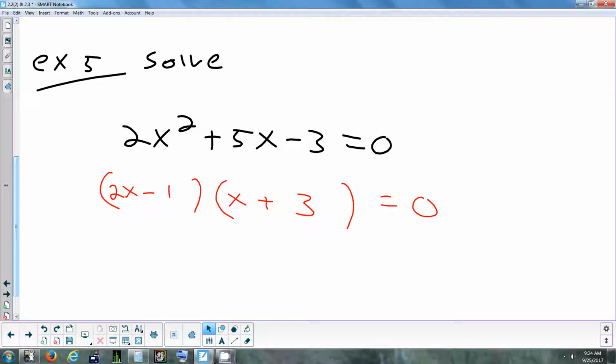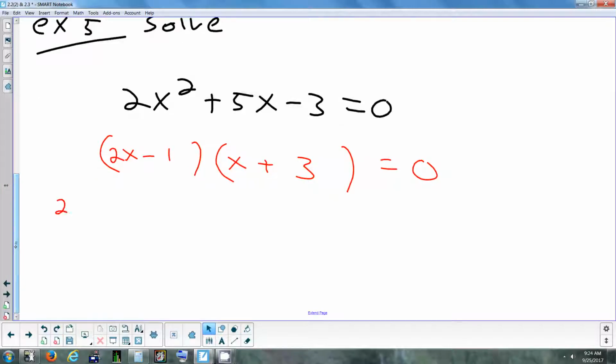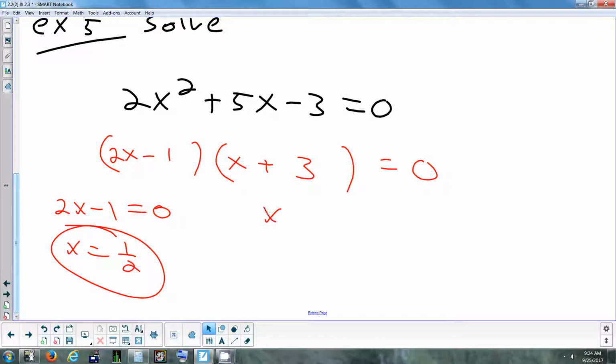So any questions on that? And now, what do you do with each factor? Jane? You set them equal to 0. Set them equal to 0? Can you tell me what I would get for that one? You would get 1/2. And set the other one equal to 0. Okay, so there's your 2 answers. Depending how quick you are at factoring, it could be faster than the quadratic formula. Depends.